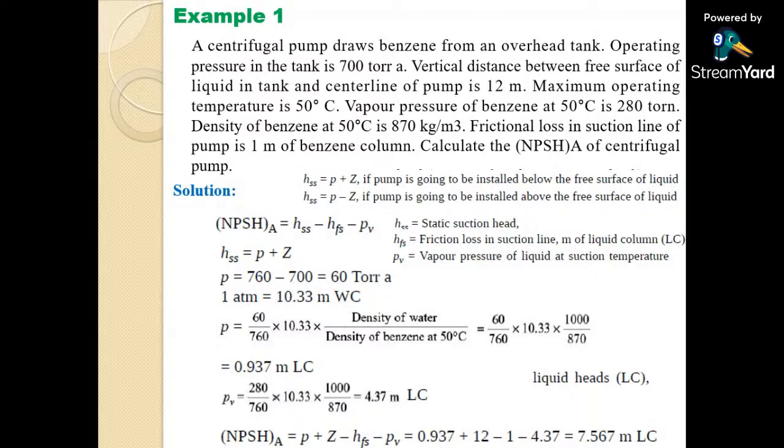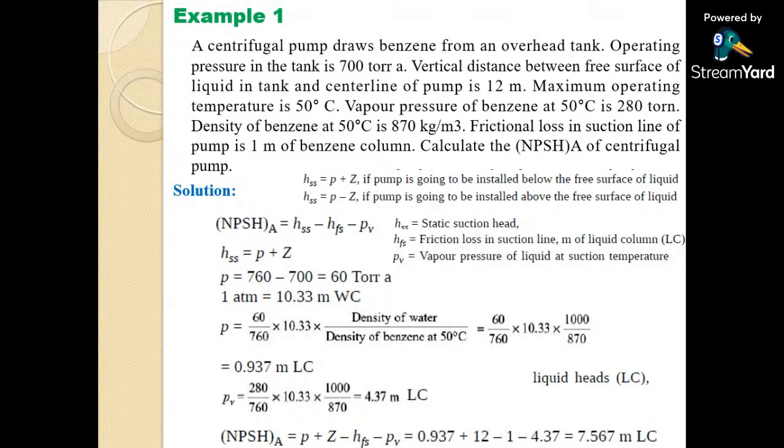Now in this case, the pump is located below the sump. This is the sump, the source from where we get the water, the liquid. So the location of the pump is below the surface of the liquid in the sump. If it is located below the surface of the liquid, then in that case Z will be positive. Is it correct?